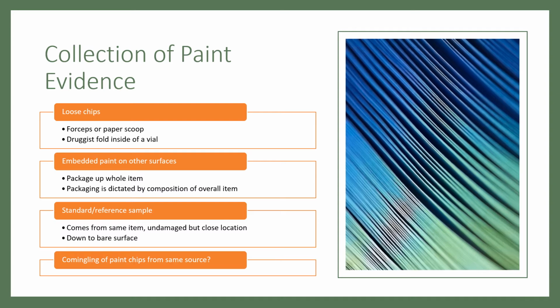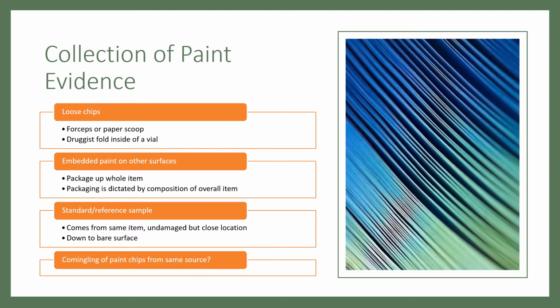If you have embedded paint on other surfaces, you're going to have to package up the whole item. That baseball bat is going to have to go in its own bag by itself with that paint on it already. And again, you're never going to commingle paint chips even if you think they're from the same source.